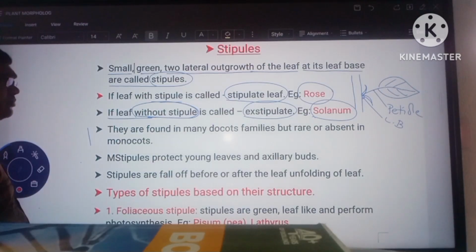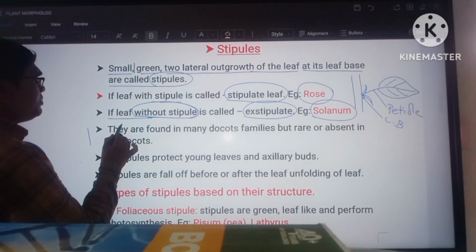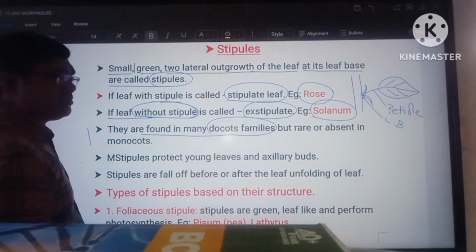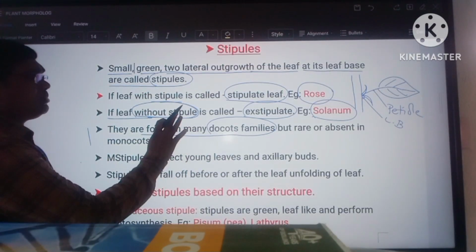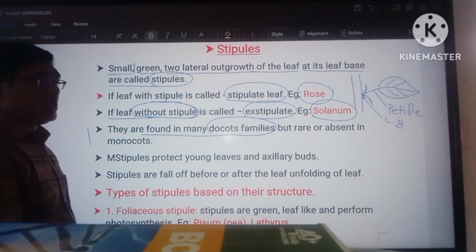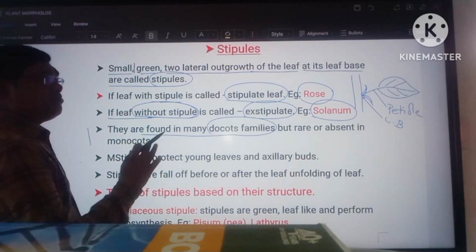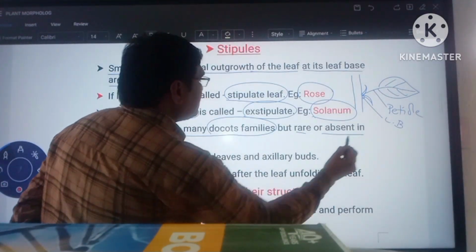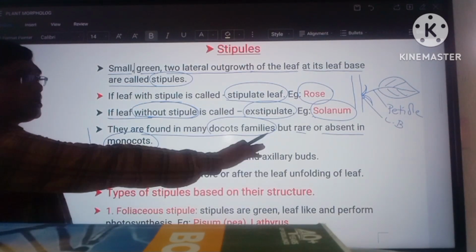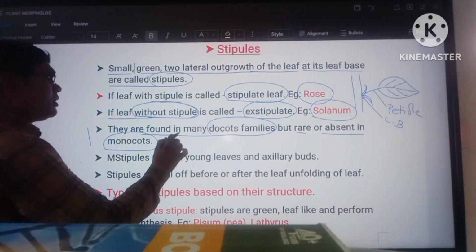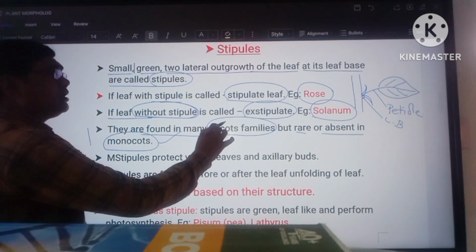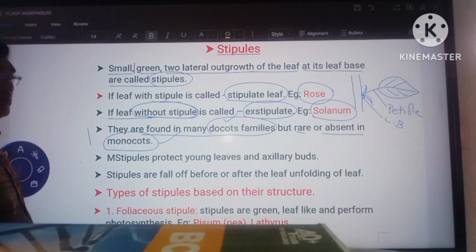Next, stipules are found in many dicotyledon family plants. The stipules are present only in dicotyledon families, but rare or absent in monocotyledon plants. The stipules are absent in monocotyledon plants. The stipules are generally found in dicotyledon families.